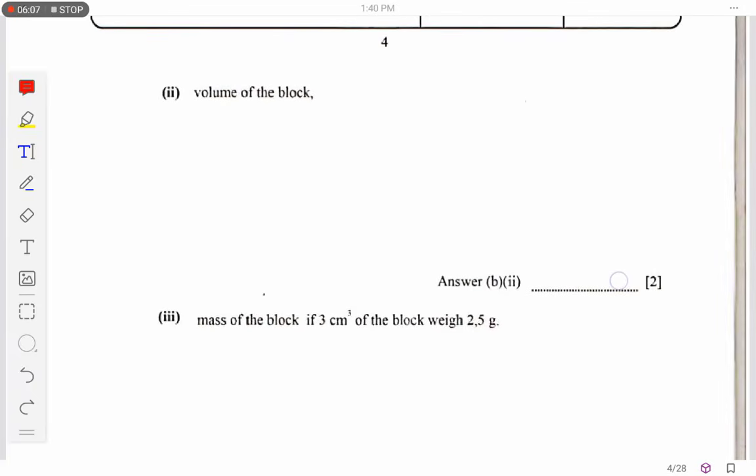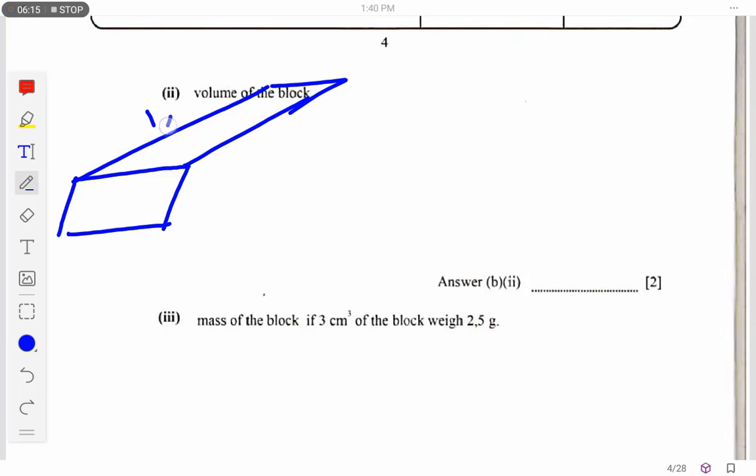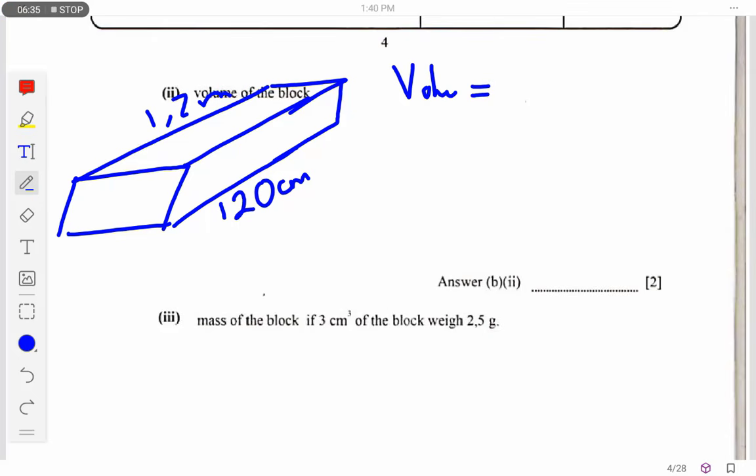Now it's asking us about the volume of the block. So the volume is the face times the length going there, which is 1.2 meters. We can convert this 1.2 meters to centimeters. This will be 120 centimeters. Now, the volume of the block is simply equal to the cross-sectional area times our height, or our length. Let's use length here.